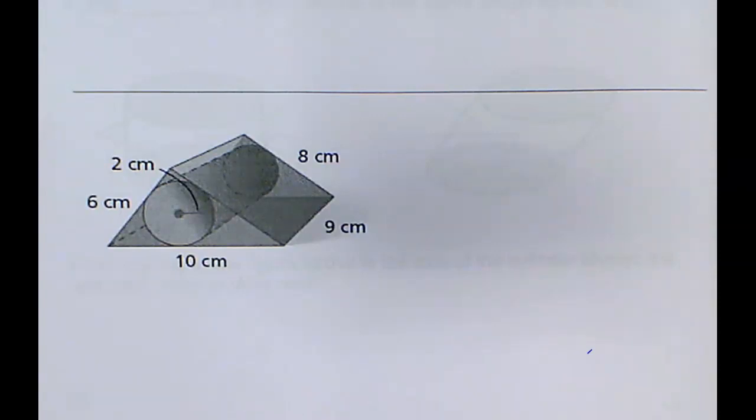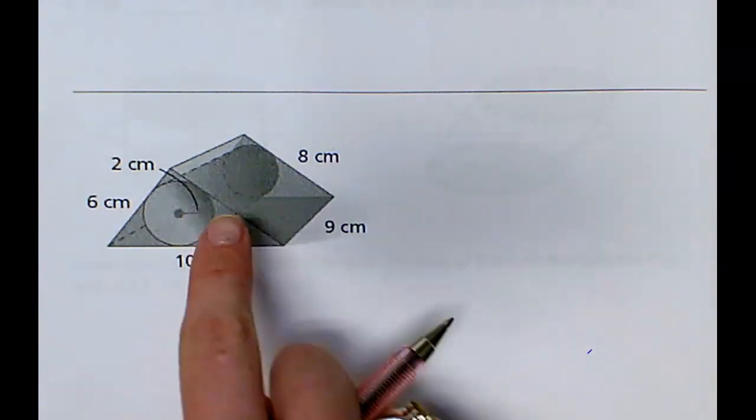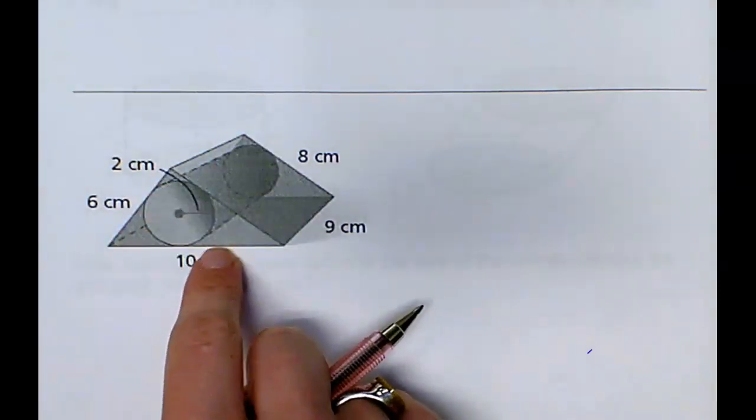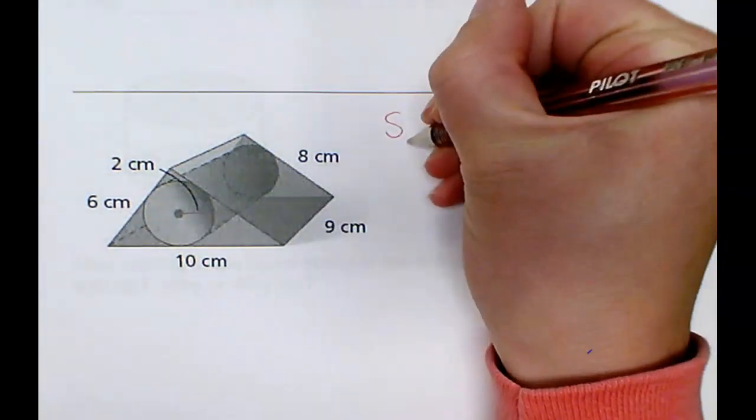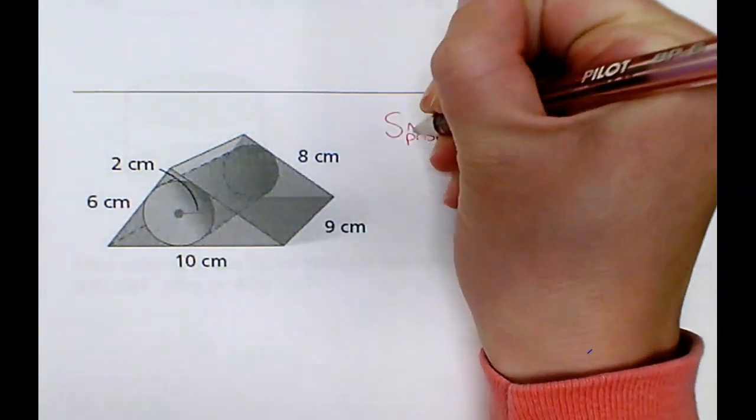So hopefully you were able to come up with a plan. If you weren't, it's okay. I think it's a good idea to start out with the surface area of the triangular prism. So the surface area of the prism, triangular prism, we'll start out with that.